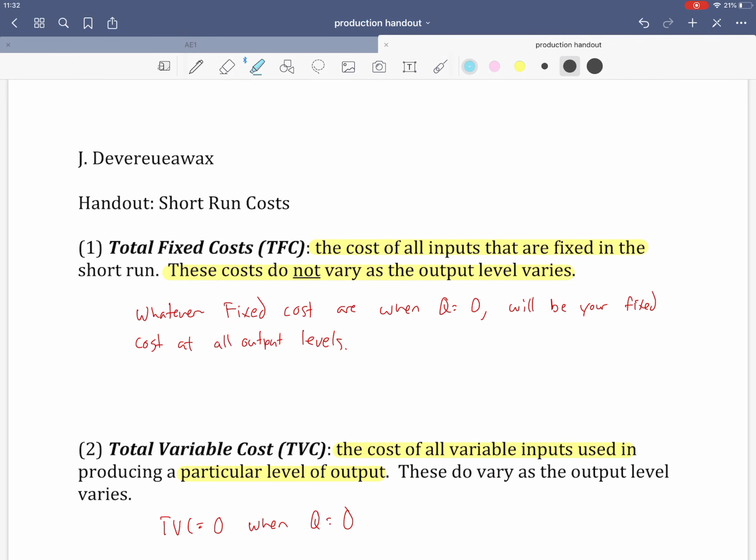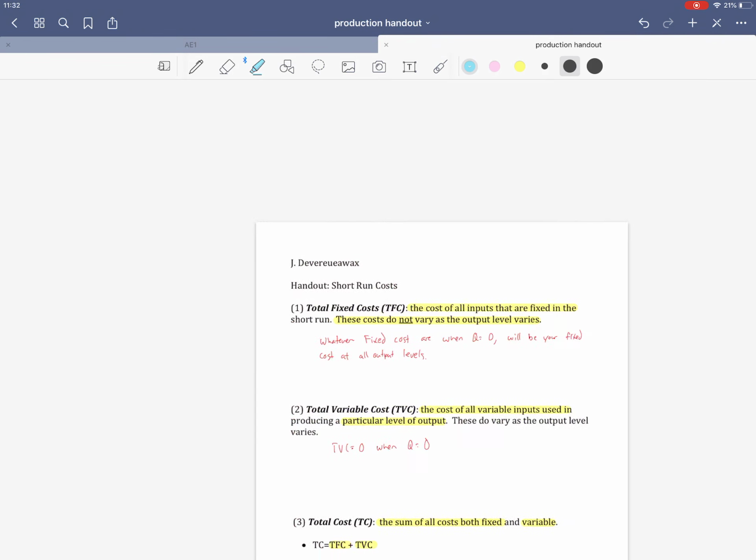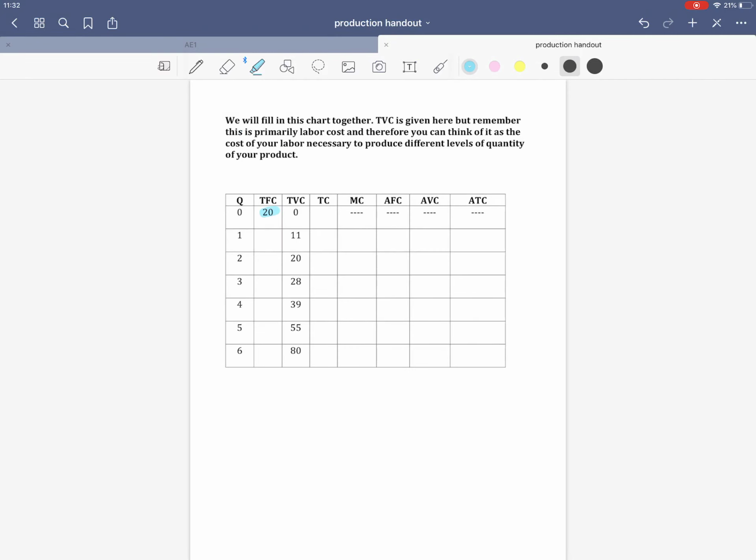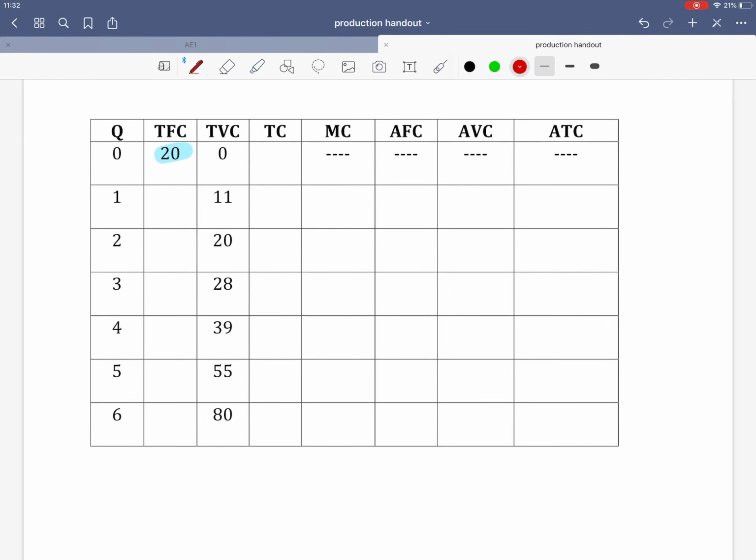Whatever fixed costs are when quantity is equal to 0 will be your fixed cost at all of the output levels. So if it's 20 when our quantity is equal to 0, it's going to be 20 when our quantity is 1, 20 when our quantity is 2, and so forth. So now that we know our fixed costs, we have our variable costs, we can easily find our total costs.